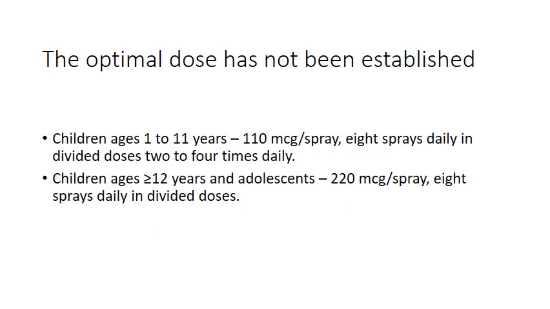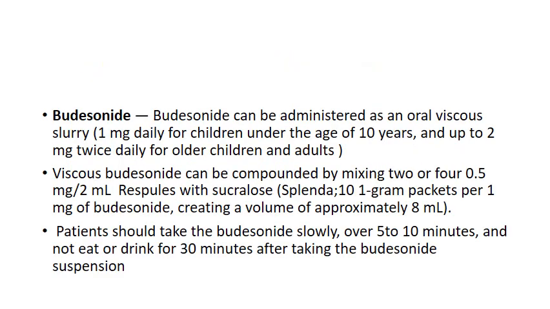For children aged 1 to 11 years, 110 microgram per spray, 8 sprays daily in divided doses 2 to 4 times a day. For children more than 12 years and for adolescents, 220 microgram per spray, 8 sprays daily in divided doses. Then budesonide can be administered as an oral viscous suspension. The dose is 1 milligram daily for children under the age of 10 years and up to 2 milligram twice daily for older children and adults.